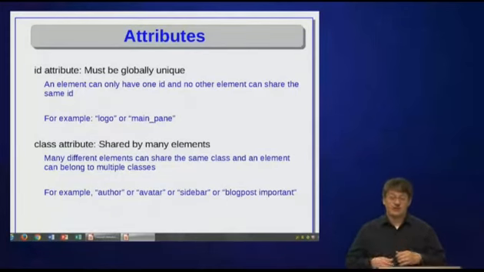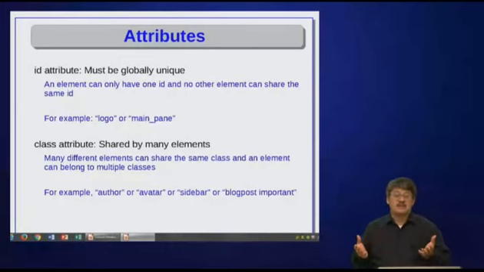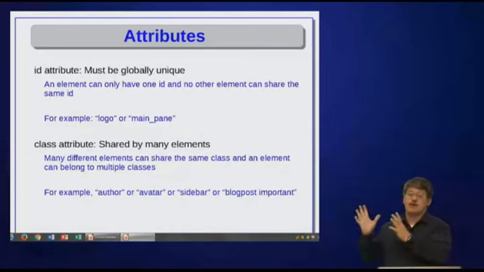The class attribute is shared by many elements, and so it's useful for things like identifying the author of a blog post. You probably have several blog posts on the same page, and they all probably have a title and an author's name, and maybe a date or an avatar, or both. So you can use the class attribute to identify all the authors on the page and style them the same way, to identify all the avatars on the page and style them the same way, make them the same width and height, put borders around them. So we can do lots of things. We can also say, okay, this is a sidebar, and make all the sidebars look the same.